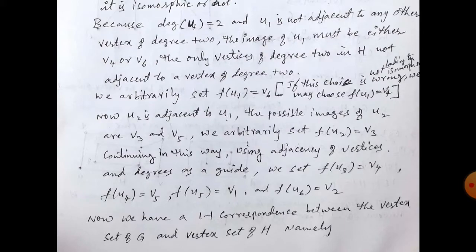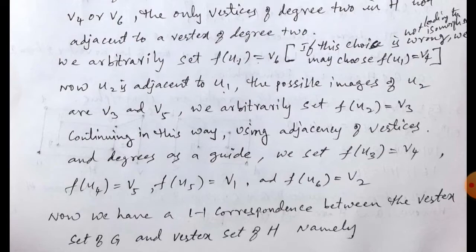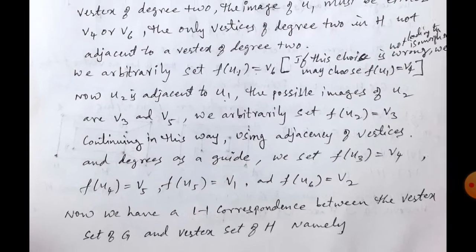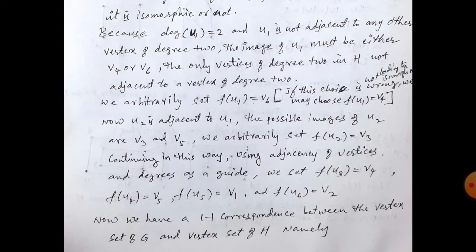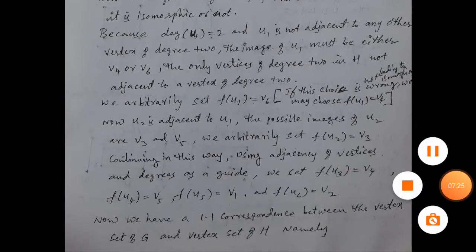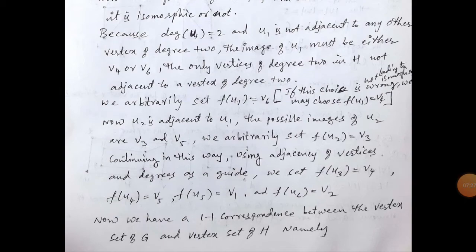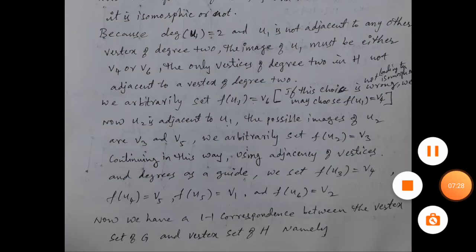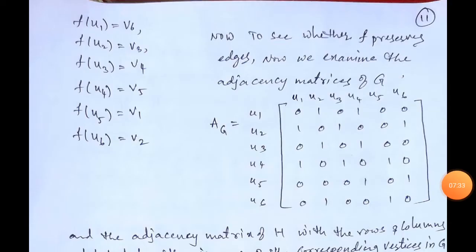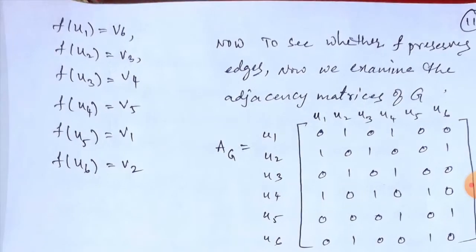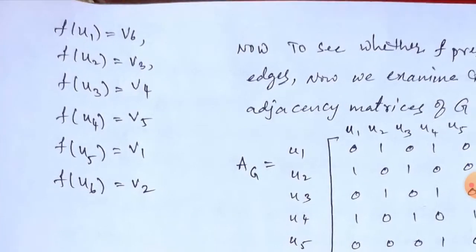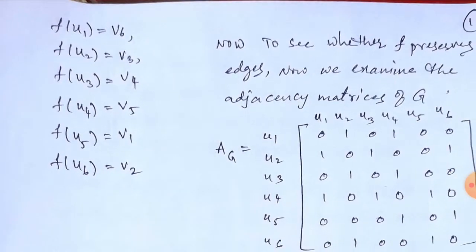Okay, so to check this one-to-one correspondence, under this mapping F you can form the adjacency matrix like this. Observe the adjacency matrix under this. How we will find adjacency matrix. Now observe in page number 11. This is the mapping actually we have set already.